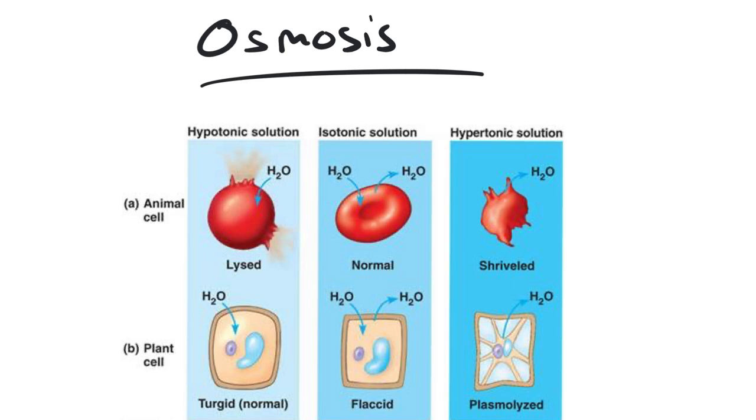Now, if we were to leave both cells in a hypertonic solution for long enough, the animal cell will become shriveled or crenated. The plant cell will become plasmolysed, where the cell membrane is actually coming away from the cell wall. Whereas in a red blood cell, or an animal cell, because we do not have a plant cell wall, it would become shriveled or crenated.